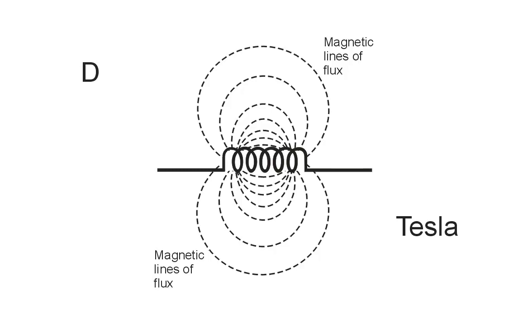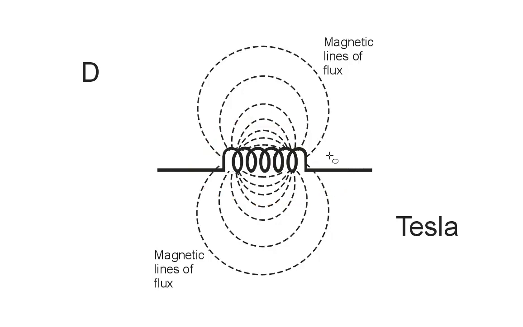What we have shown here is an illustration of a current-carrying coil of wire and the magnetic lines of flux produced by such a current-carrying coil, similar to the magnetic lines of flux that you would find around a bar magnet. The poles of the magnet, one of them here, one of them there. The current-carrying coil of wire creates a certain magnetic field quantity.